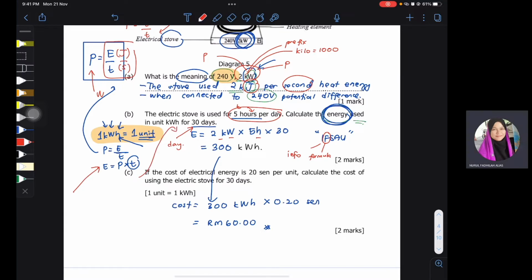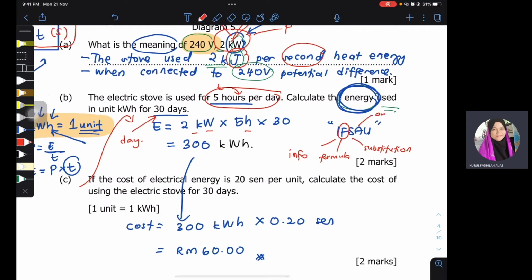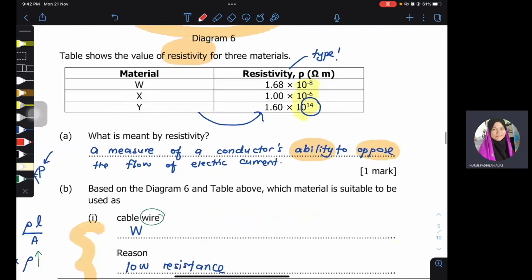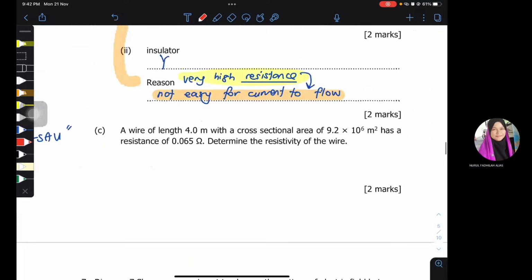Then I do substitution. So S ni substitution. You substitute correctly. And A is the answer. You mesti answer tu dengan its respective unit. So if you do this, insyaAllah you get full marks. Tengok balik yang ni. This is a calculation question. So IFSA. So information.